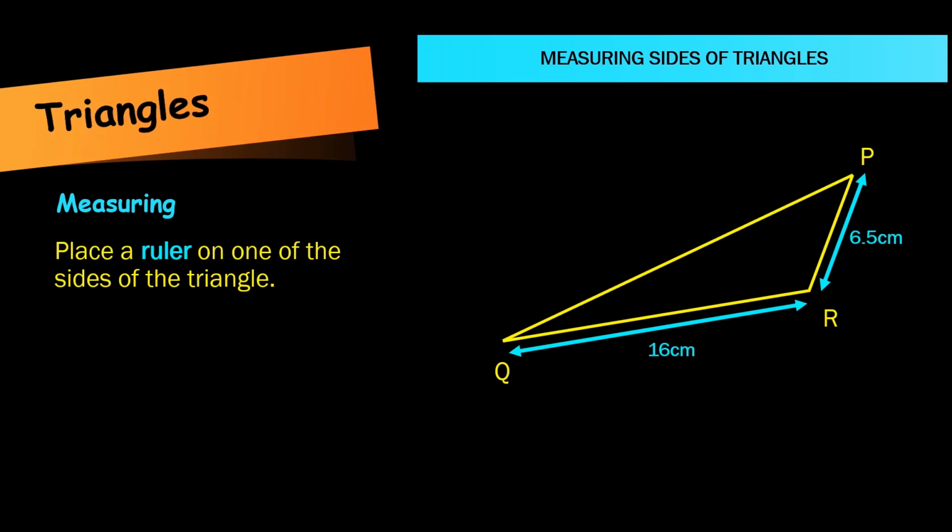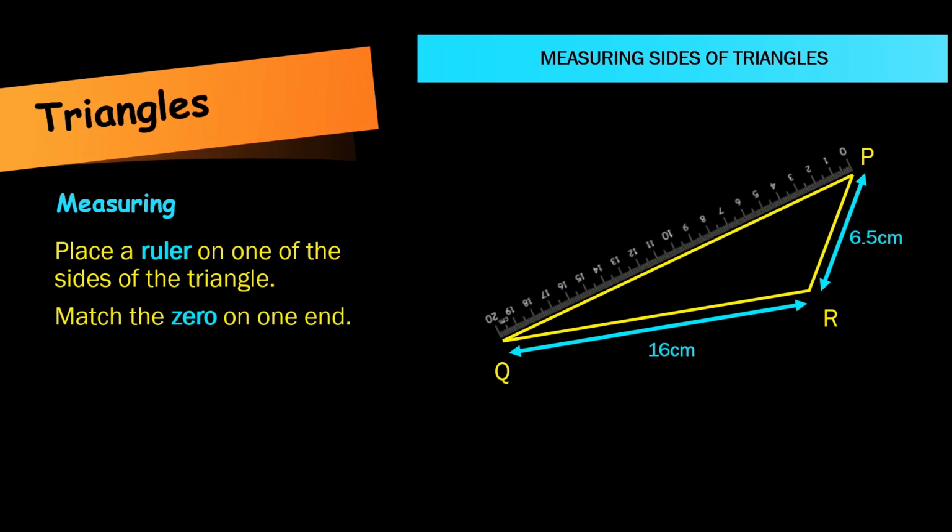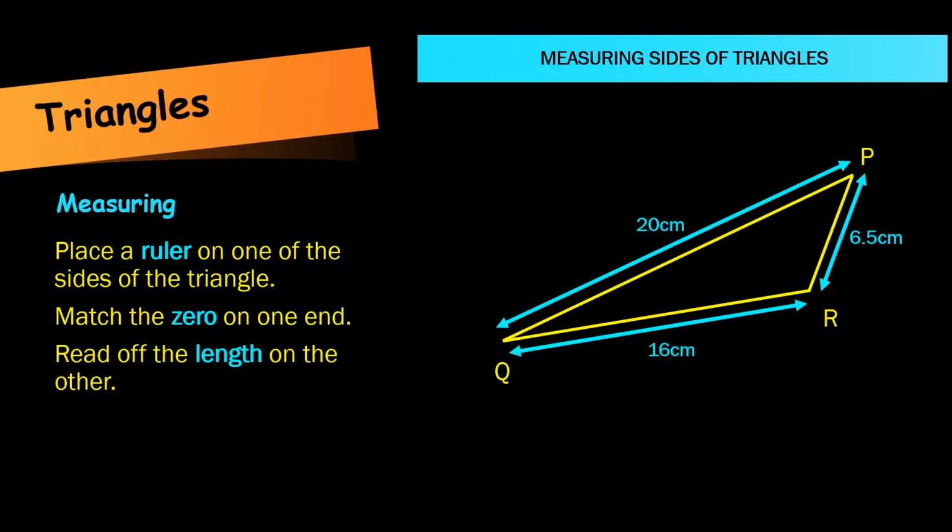Place the ruler on the side of the triangle, like this. Match the 0 on one end, like so, and then read off the length on the other, as shown here, to give that the third length is 20 centimeters.